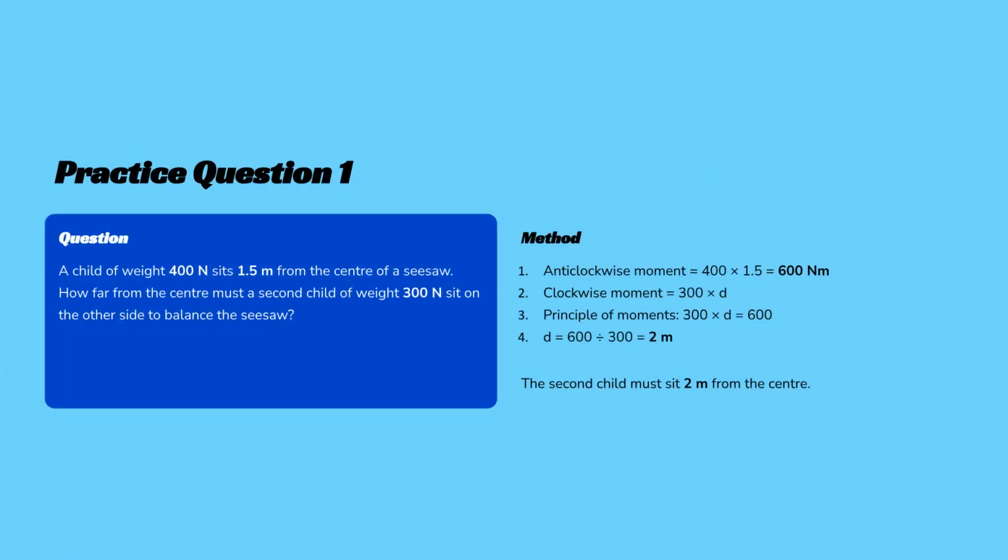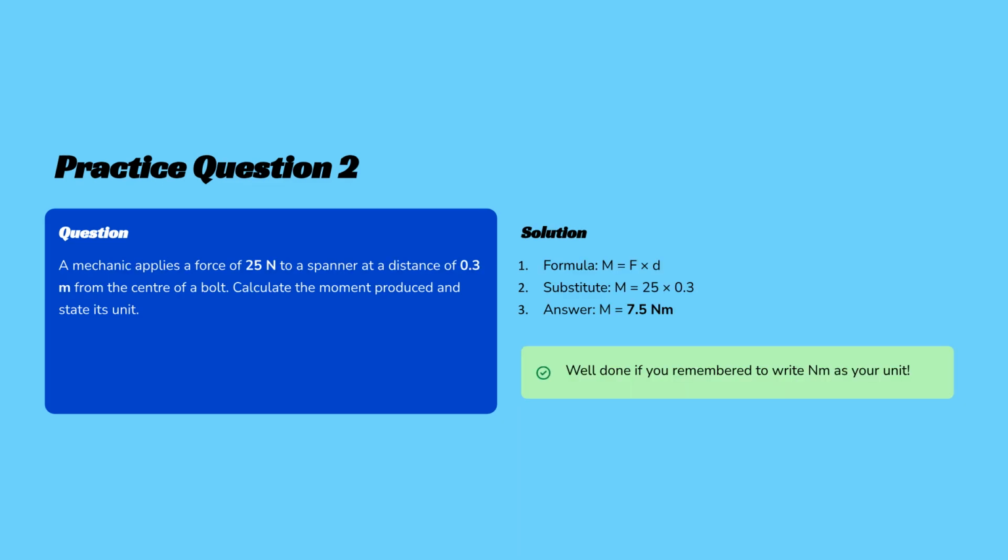Let's try a practice question. If a child weighing 400 newtons sits 1.5 meters from the center of a seesaw, a second child weighing 300 newtons must sit 2 meters away to balance it. Here's another. A mechanic applies 25 newtons to a spanner 0.3 meters from the bolt. The resulting moment is 7.5 Newton meters. Great work if you included the units.